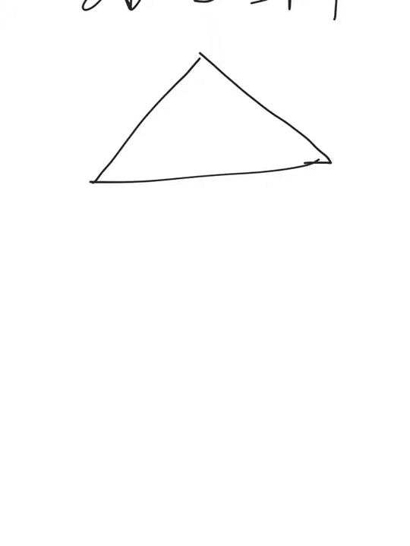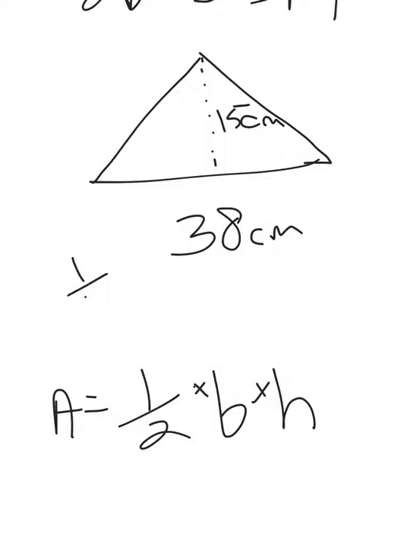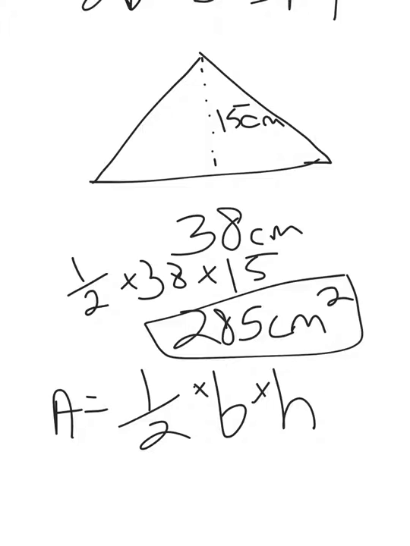Let's practice using the formula. Area of a triangle equals half times base times height. If this is my triangle, my base is 38 centimeters. Let's say my height is 15 centimeters. I would do half times 38 times 15, and I would get 285, if you guys do this calculation, centimeters squared.